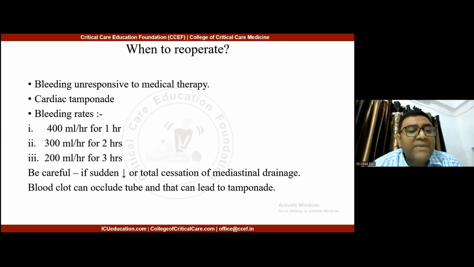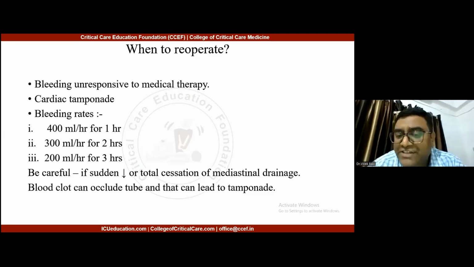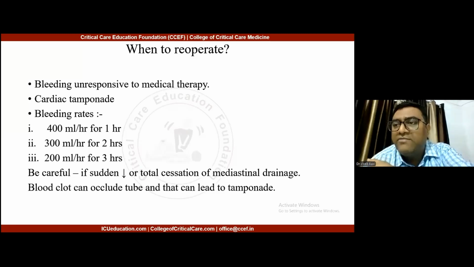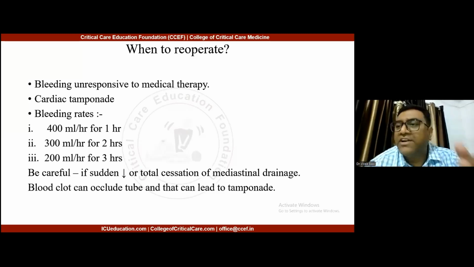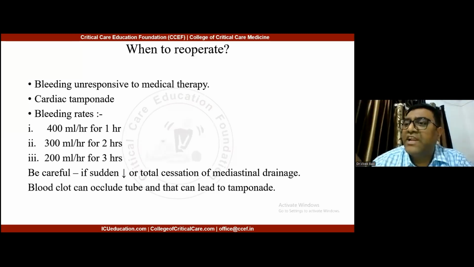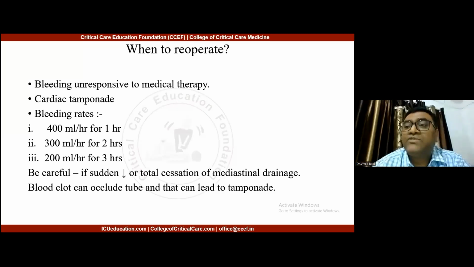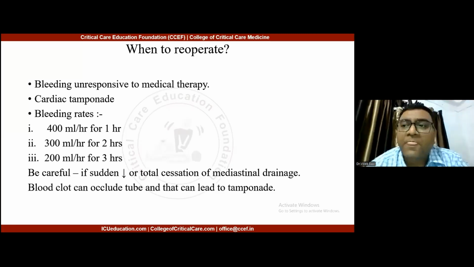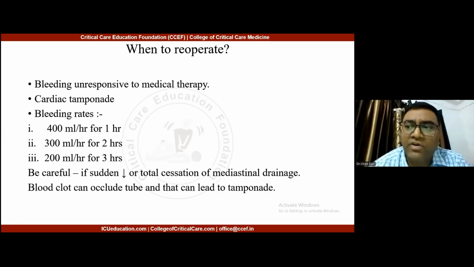Be careful if there is a sudden decrease or total cessation of the mediastinal drainage, because 5 minutes back you were having mediastinal bleeding in the drain, and now the drain is not coming. So the possibility of a blood clot is there, the chest drain is getting blocked by the clot, and it will lead to cardiac tamponade. So that's why you need to be very careful while you are monitoring or observing the chest drains. I would also like to have expert opinion and comments from sir and ma'am on this point.